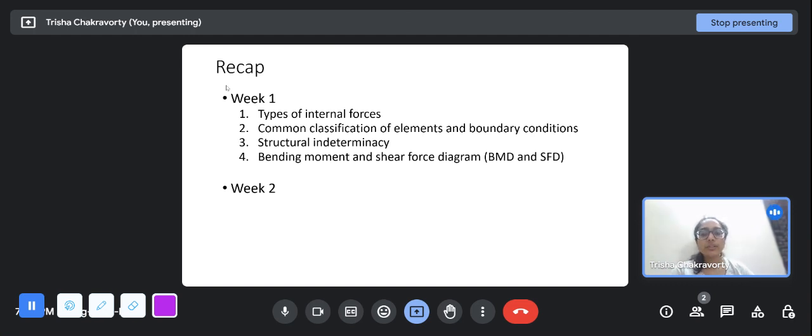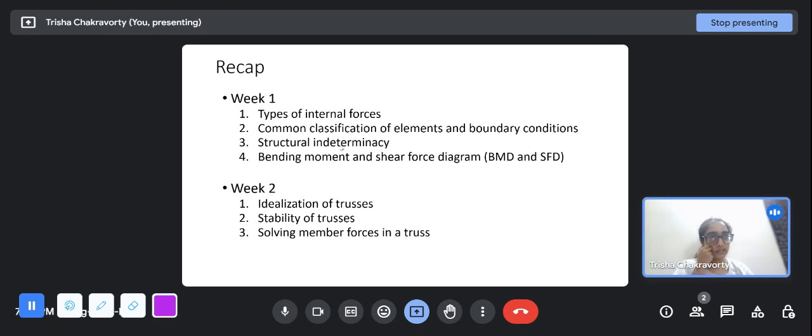Then in week two, we looked mostly at trusses, idealization of trusses, how the kind of trusses we see in the real world are idealized using line elements, and stability of trusses, which again has to do with indeterminacy, external and internal indeterminacy, and solving the member forces in a truss. That is, the truss configuration is given, the boundary conditions, the loading is given, and how to solve the member forces. We looked at two methods: method of joints and method of sections.